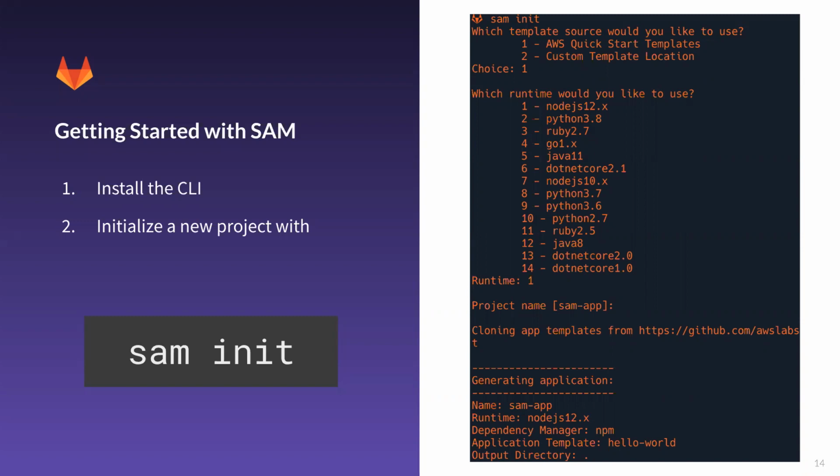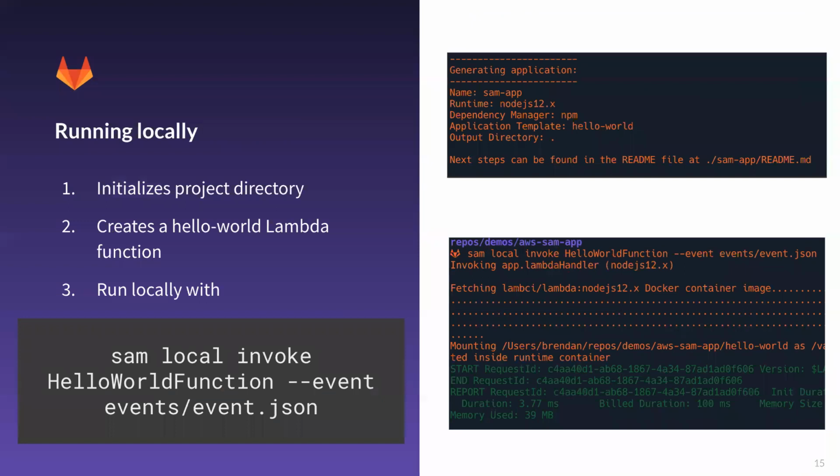And this, I think, applies directly to the enterprise because, again, those teams are going to be diverse. They're going to have different needs. They're going to choose the language that best fits those needs. And so this allows them all to get started really easily. So from there, SAM creates the project directory, initializes it, creates a hello world Lambda function to get us started, and gives us the command to be able to run that function locally.